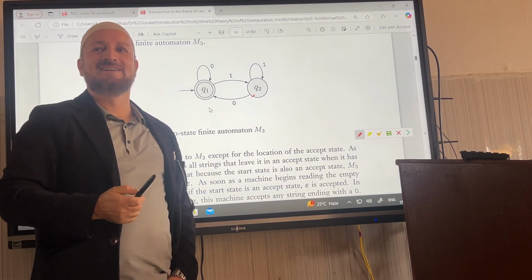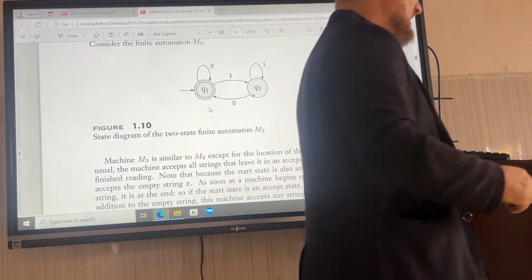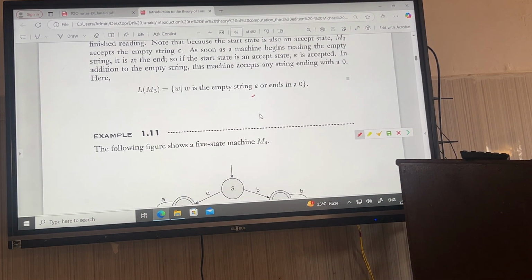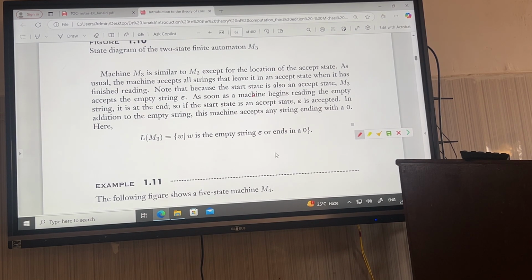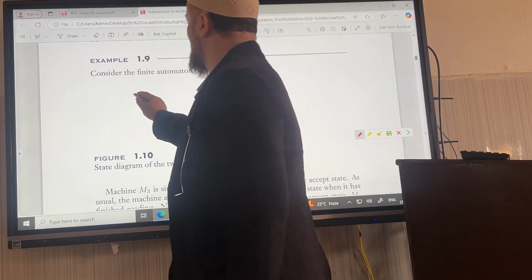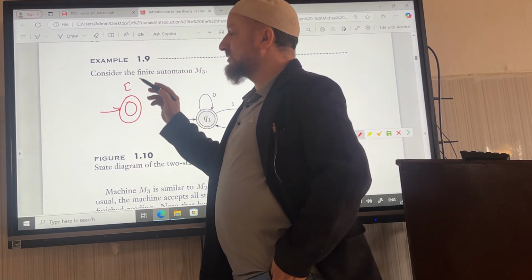So what is the language of it? Ending with 0. It ends with an empty string epsilon or ends in a 0. Can it be an empty string? Because when the initial state is accepting, that means epsilon is allowed. If you have an initial state which is accepting, then epsilon is allowed.